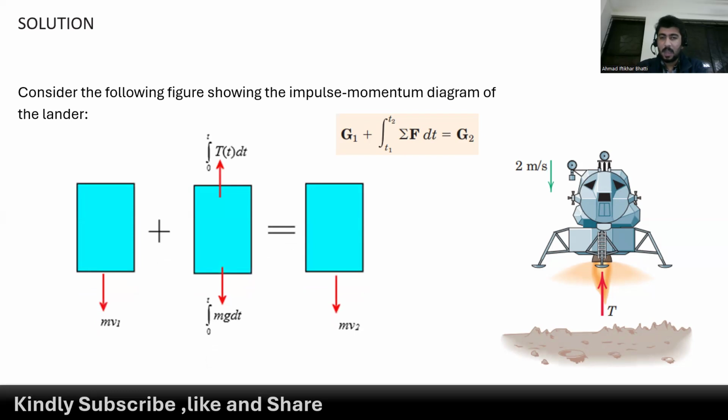And we know that this lunar lander produces a variable thrust, and it is acting vertically upward. So we have to integrate the variable thrust from 0 to t. We also know that the lunar lander has some weight, which is acting vertically downward, so we also have to integrate the weight from 0 to t. And linear momenta are also acting vertically downward.